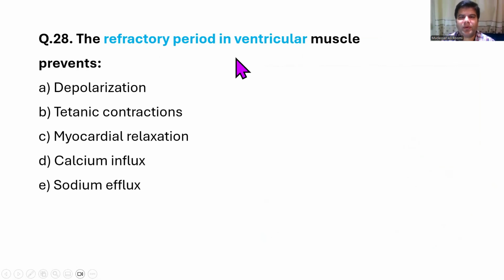Next question: the refractory period in ventricular muscle prevents. Options are A, depolarization; B, tetanic contractions; C, myocardial relaxation; D, calcium influx; E, sodium influx. And the answer is tetanic contractions, or tetanus, or tetanization.